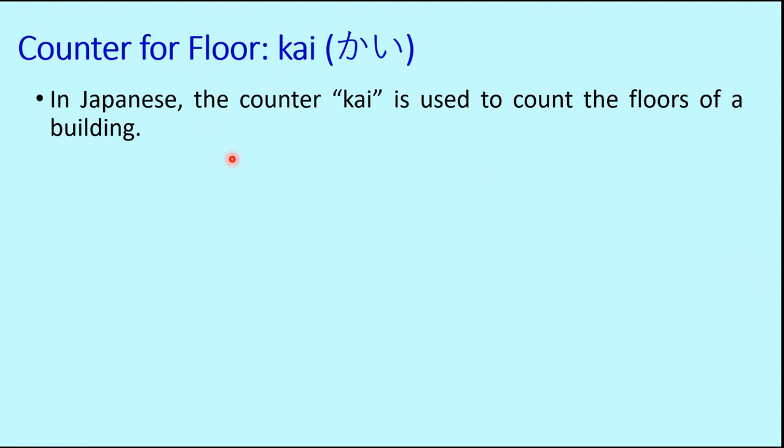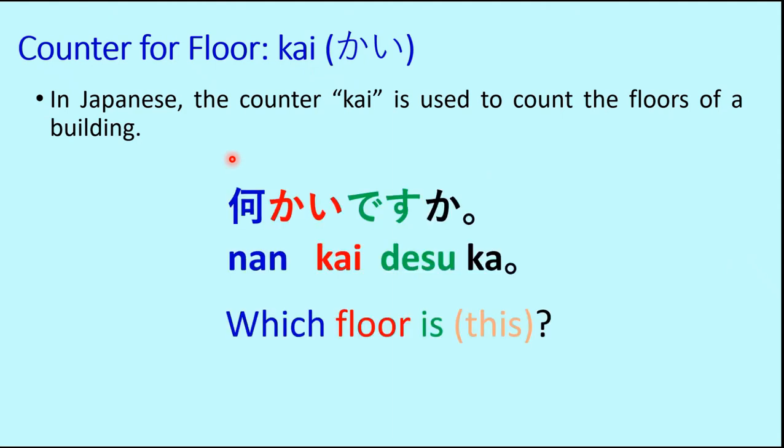In Japanese, the counter kai is used to count the floors of a building. When we say nankai desu ka, this is the kanji for nan, which means what or which. Nankai desu ka means which floor is this. Kai means floor, nan means what or which, desu is the verb you already know, and ka is the question mark. So nankai desu ka, which floor is this?